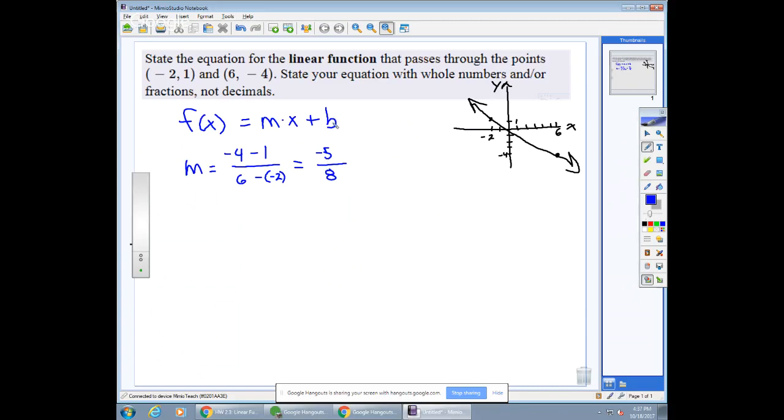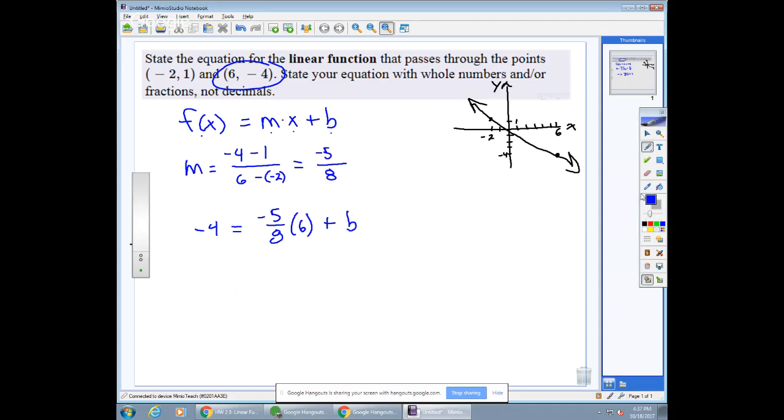Now I still don't know what b is. However, I have a couple of choices for x and y values, so I can fill in each of these parameters and then solve for b. For example, maybe I'll pick that point there. If y is -4, that's my f of x, m is -5/8, x in this case has to be 6. So I'm just filling in y equals mx plus b. That leaves b the only thing missing.